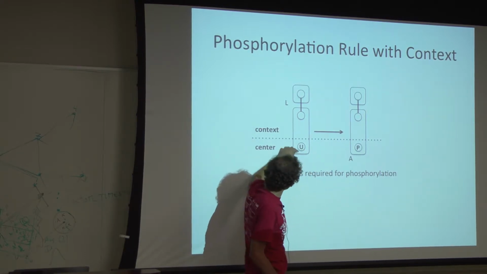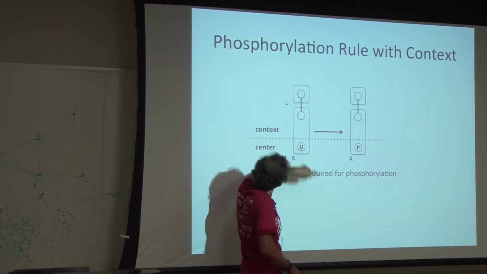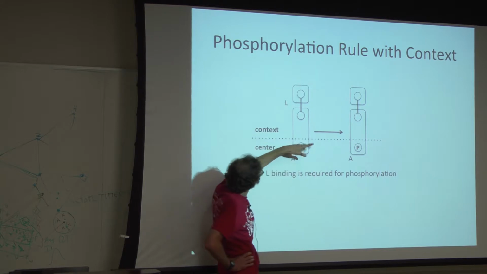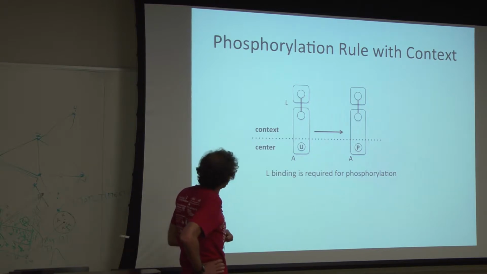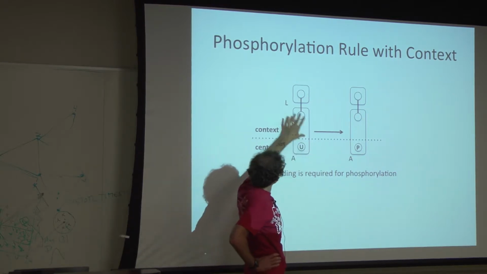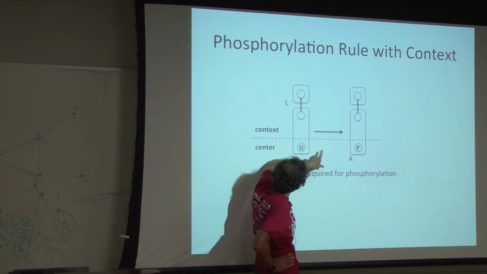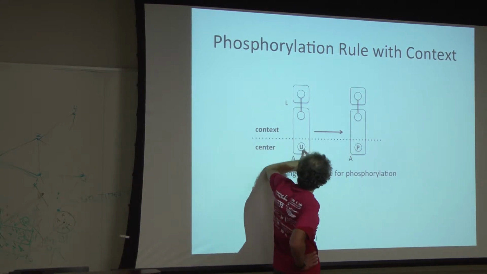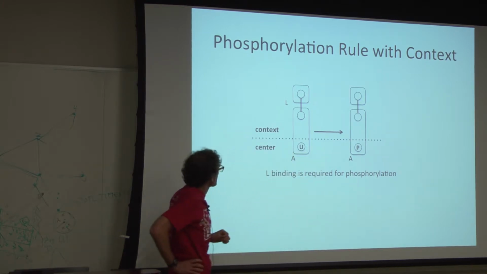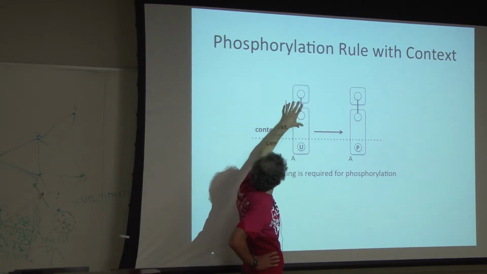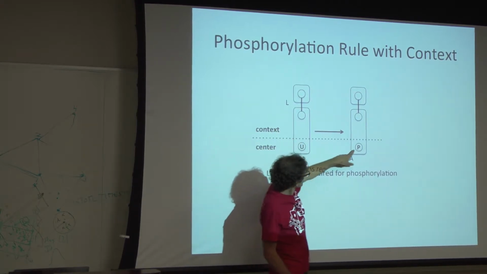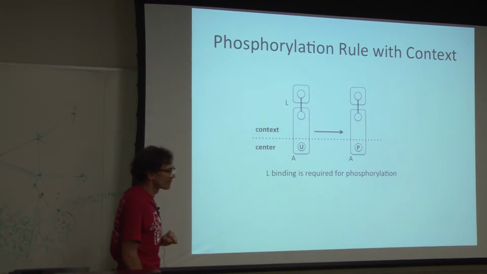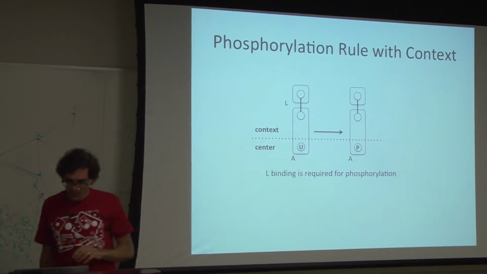This is a phosphorylation reaction where the A is being phosphorylated, presumably by some kind of autocatalytic activity, because I haven't specified any other molecule in the system. So there's no kinase enzyme explicitly represented that's causing this action. We're just saying that it's happening because of whatever additional context I provided. In this case, when the ligand binds to the A molecule, something is activated in A that allows A to become phosphorylated. Okay. So that's another example of context.